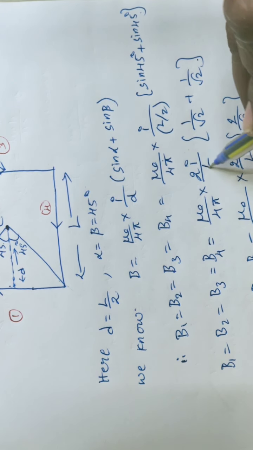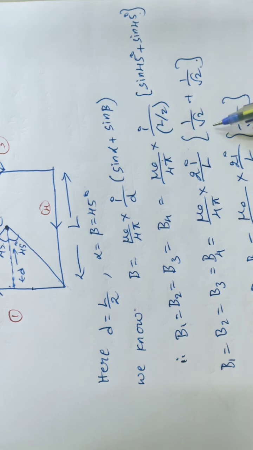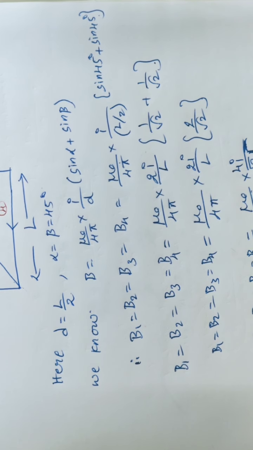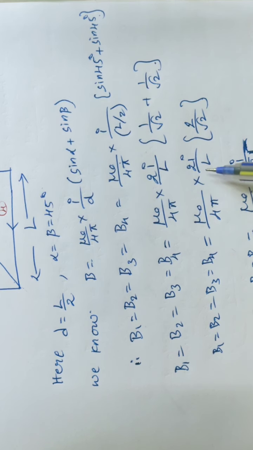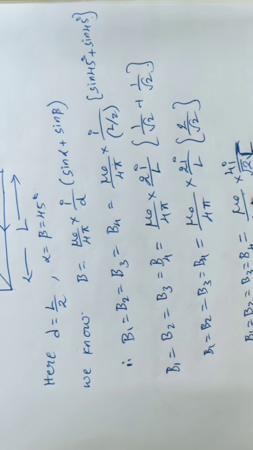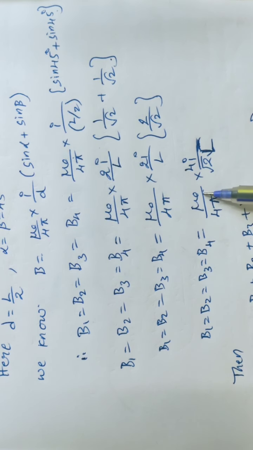Is it clear, students? One more thing, sin 45 value is equal to how much? That is 1 by root 2, plus here also 1 by root 2. In the next step, B1, B2, B3 and B4 values are all the same. Finally we get mu naught by 4 pi into 2I divided by L into 2 divided by root 2. We can represent this finally as B is equal to mu naught by 4 pi into 4I divided by root 2 L.